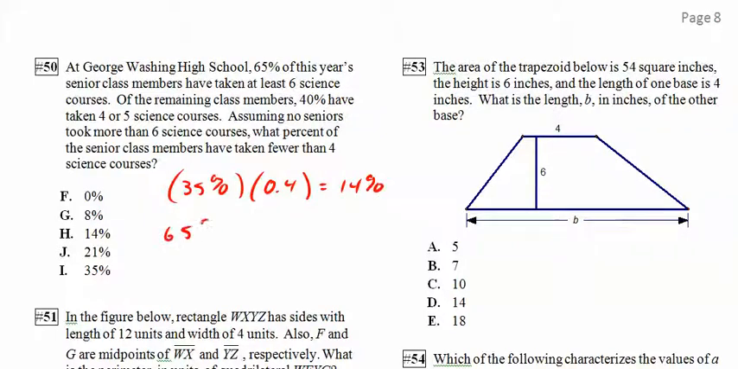So 65% took 6 or more. 14% took 4 or 5. It gives us 79%. That means 21% are taking less than 4. Tricky problem.